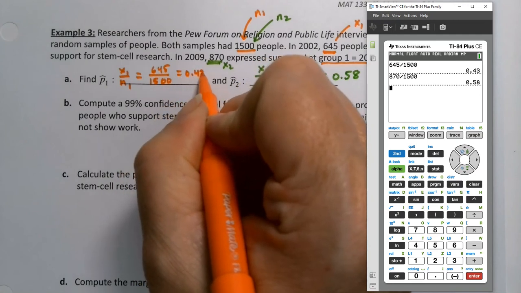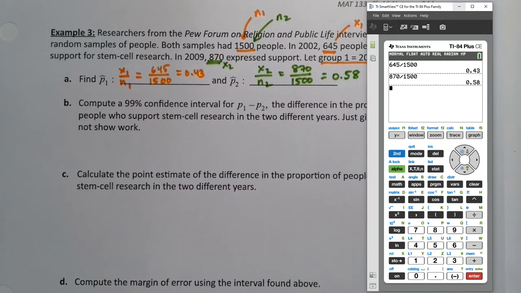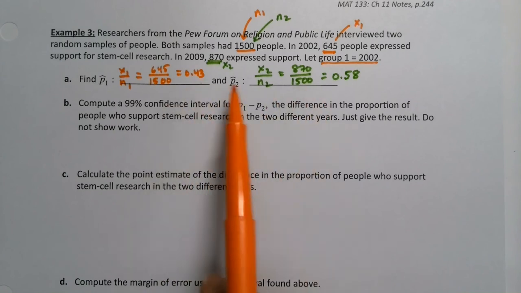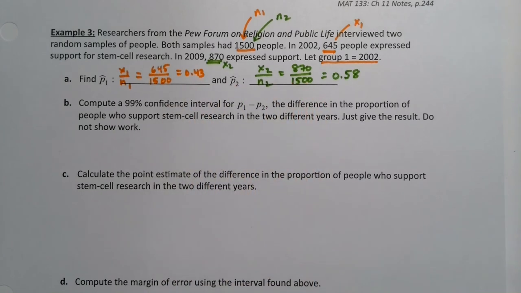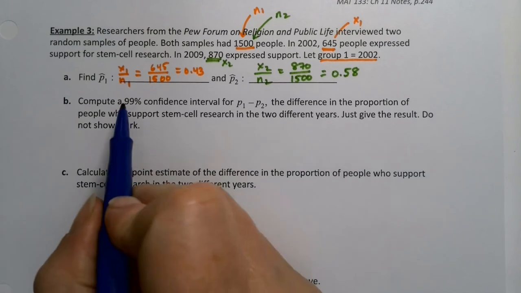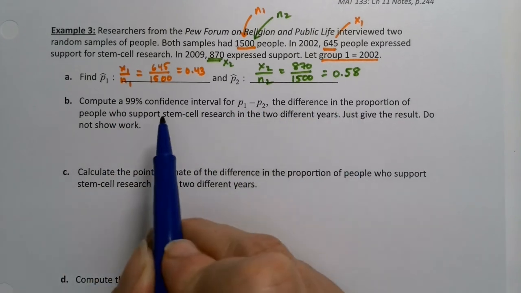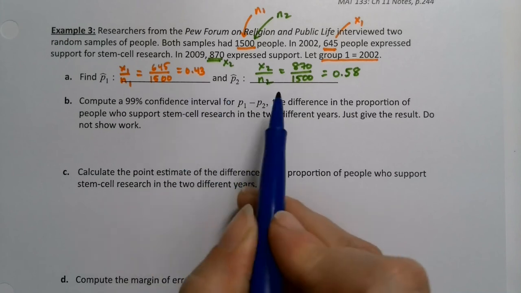Now we expect a little bit of change because, of course, nothing in life is perfect. Real life is messy. But the question is, is this so different that we can, well, basically say that attitudes changed about stem cell research from 2002 to 2009? Well, let's start off by finding the 99% confidence interval for that difference, the difference in the proportion of people who supported stem cell research for those 2 years.